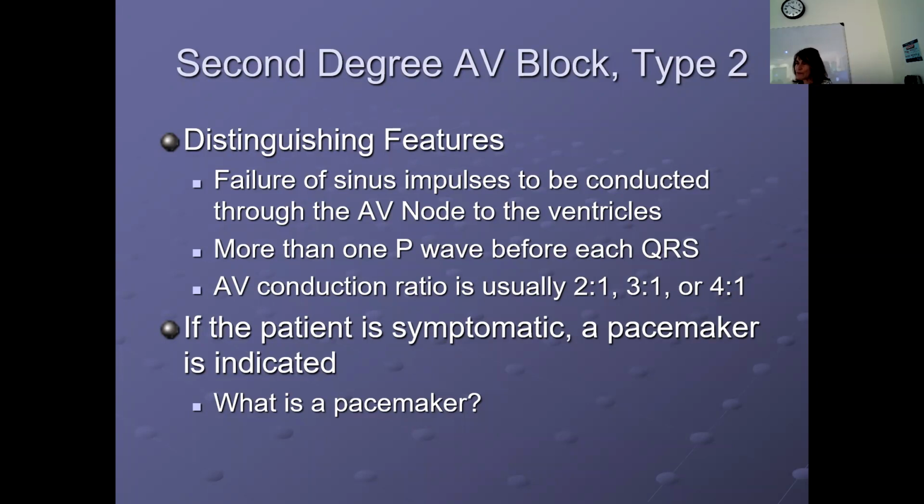All right, so for first degree AV block, what I should have told you is the patient is asymptomatic and nothing needs to be treated. So first degree AV block is considered a stable rhythm. Second degree type 1, it may resolve on its own, or it may progress to more serious blocks.